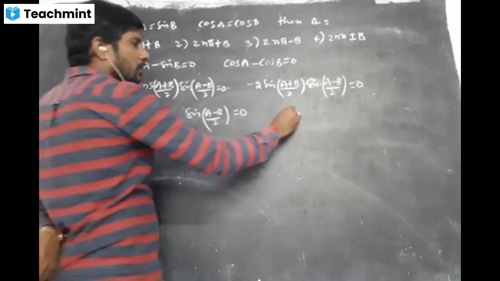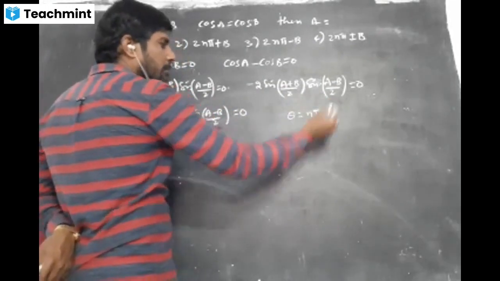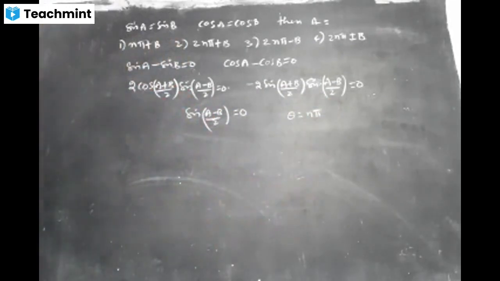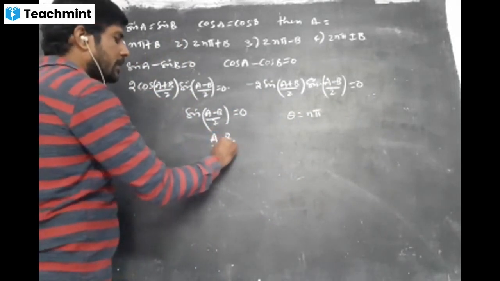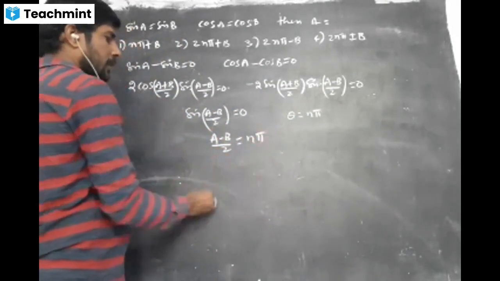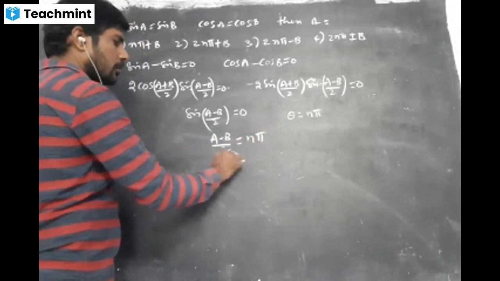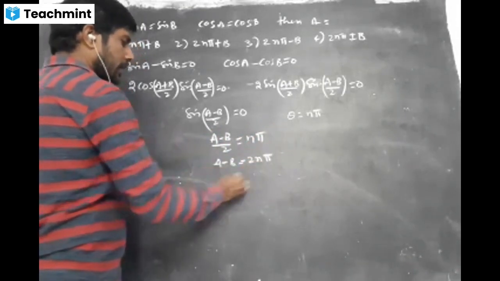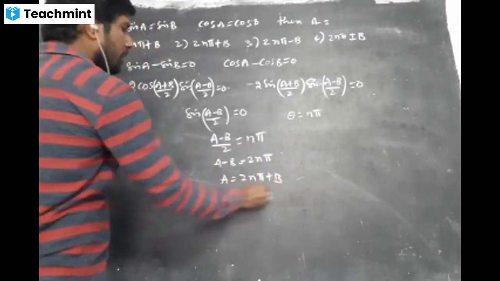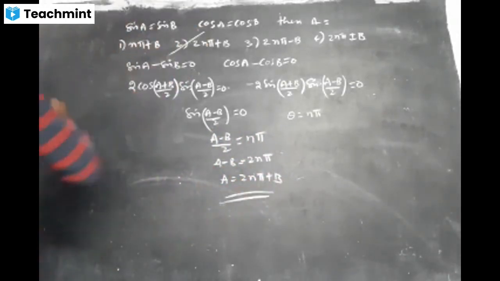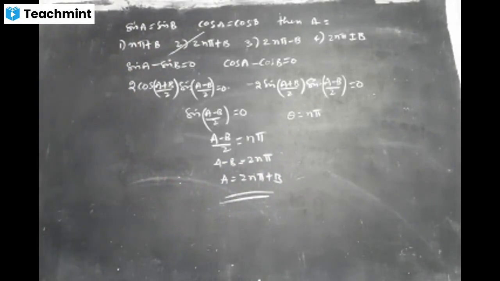Sin theta is equal to 0, and our formula is theta is equal to n pi. So here theta is (A minus B) by 2, so (A minus B) by 2 is equal to n pi. So A minus B is equal to 2n pi, as the 2 goes to that side. So A is equal to 2n pi plus B. So 2n pi plus B is our option. The second option is our answer.